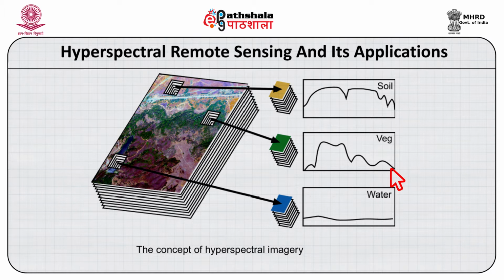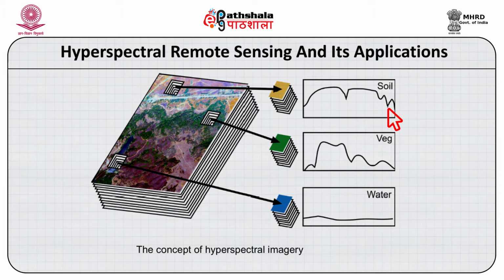And if you see the top graph, that is the soil graph, again you see that within a very short distance there is a lot of variation, a lot of changes that we observe. So, this is the beauty of hyperspectral imagery, or the use of hyperspectral satellite data.